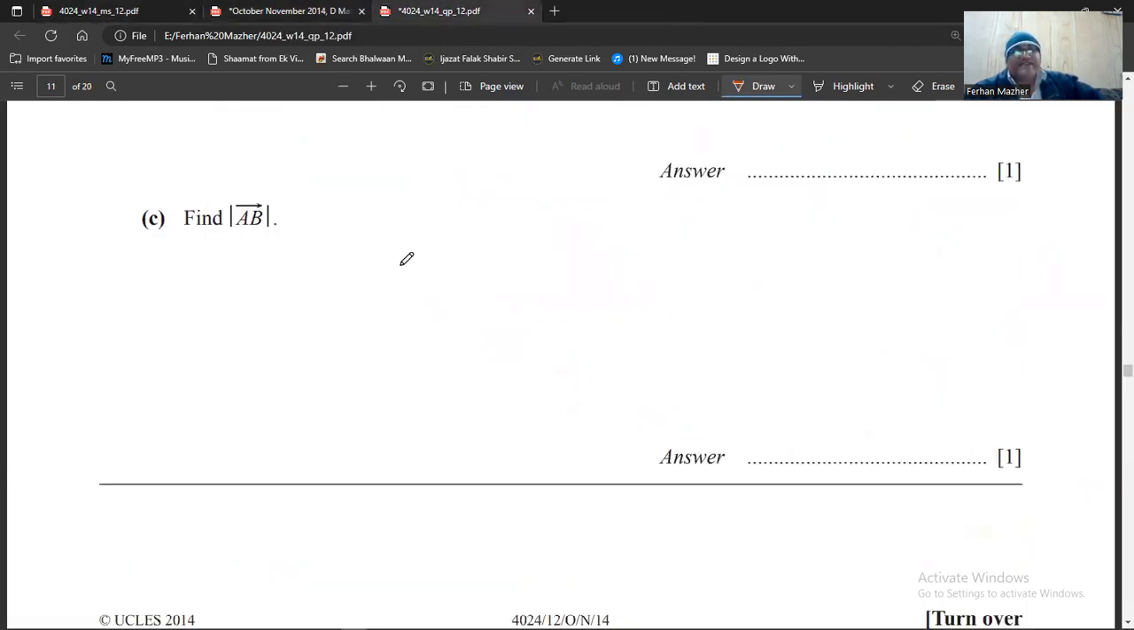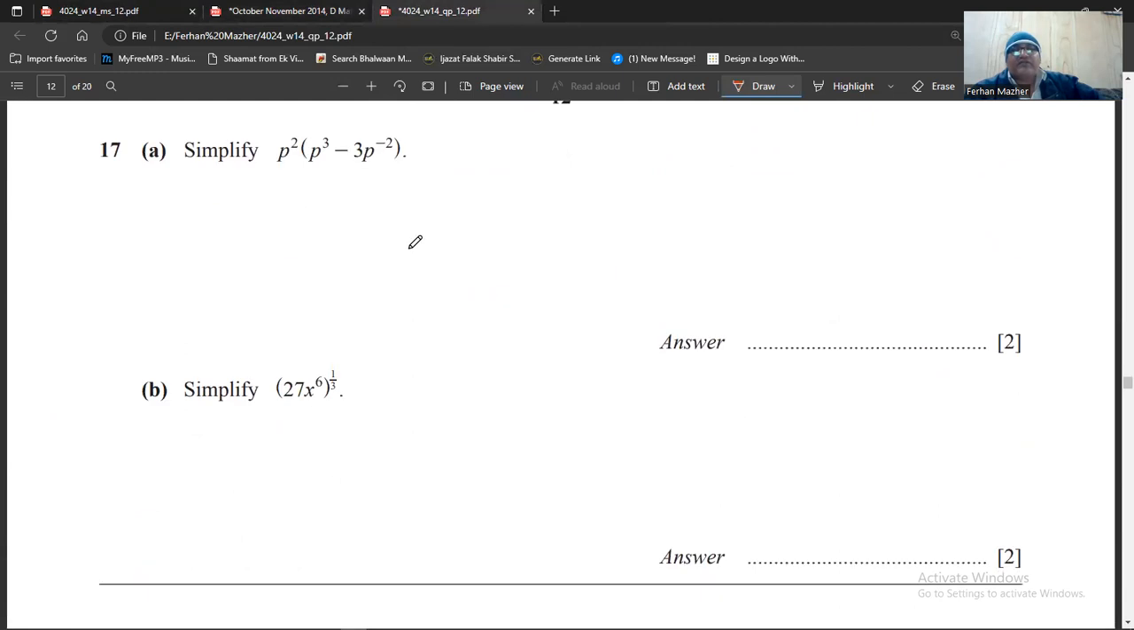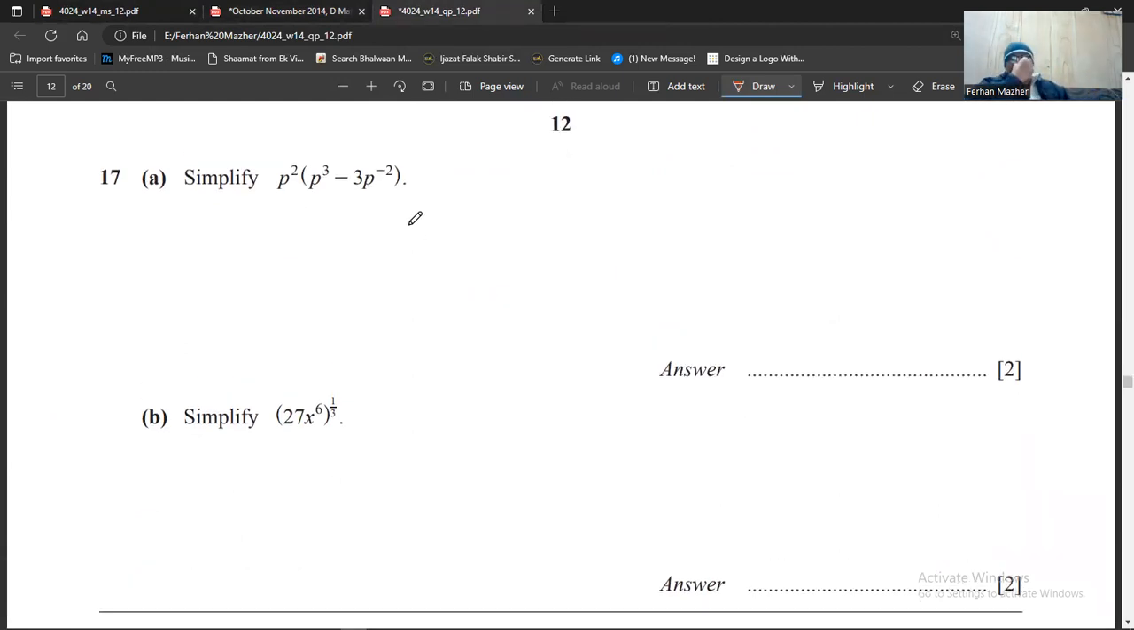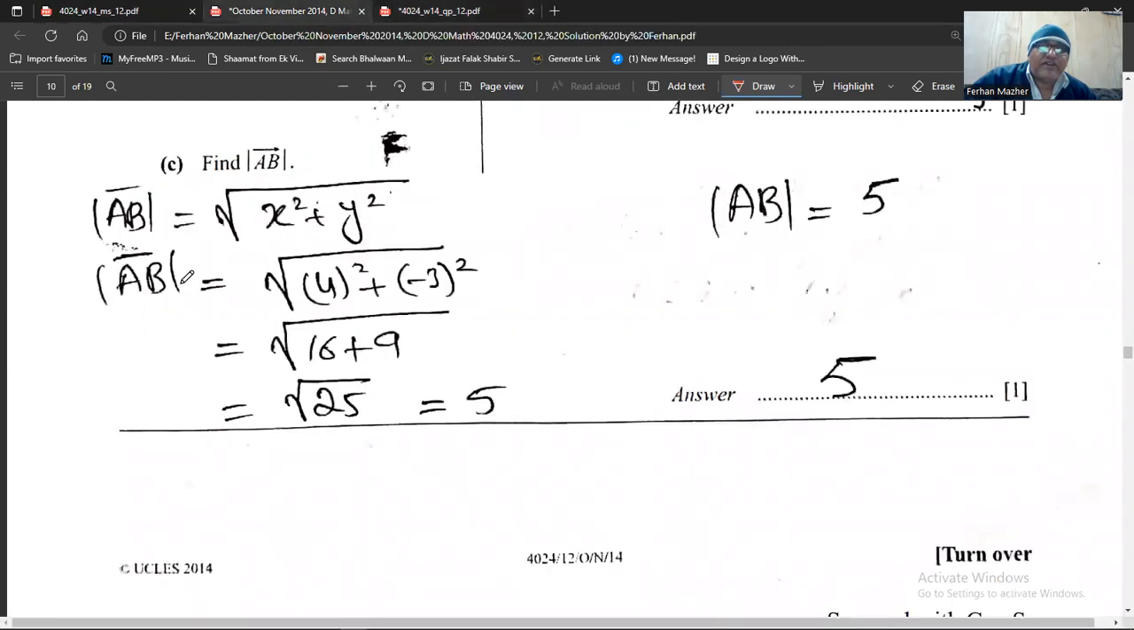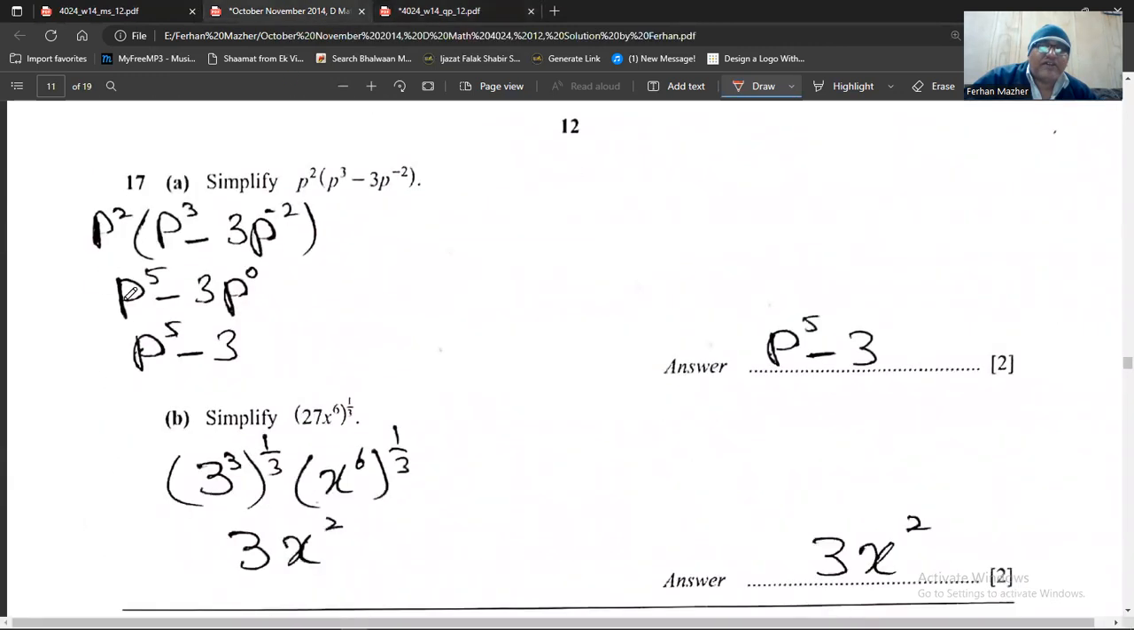And I hope you understand this. Very simple, straightforward. Question 17, A part, very simple. He says simplify. So P square multiply with the P cube and P cube minus 3P minus 2 bracket close. So this will multiply with this and this will also multiply with this. So we will simplify them, very straightforward. So it will be P raised to power 5. The powers will be added, minus 3 raised to power 2 minus 2. That will be 0. And P raised to power 0 means 1.